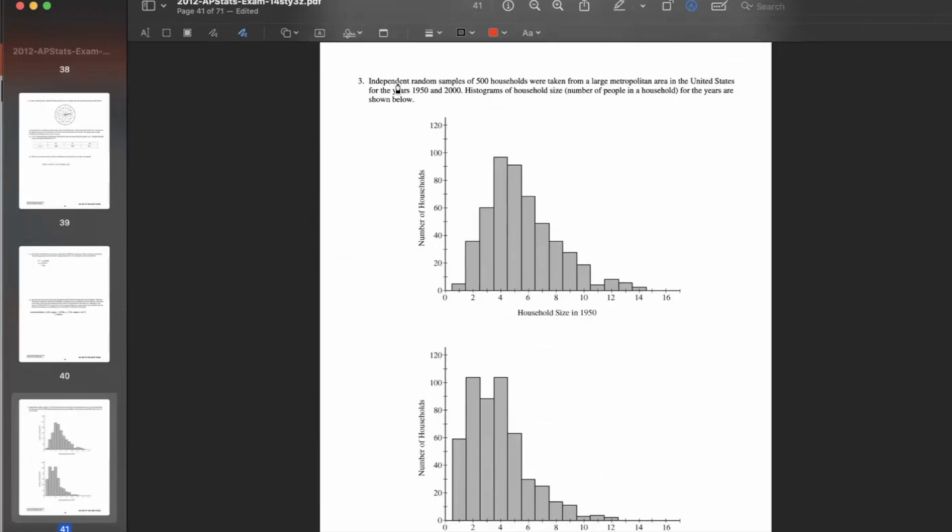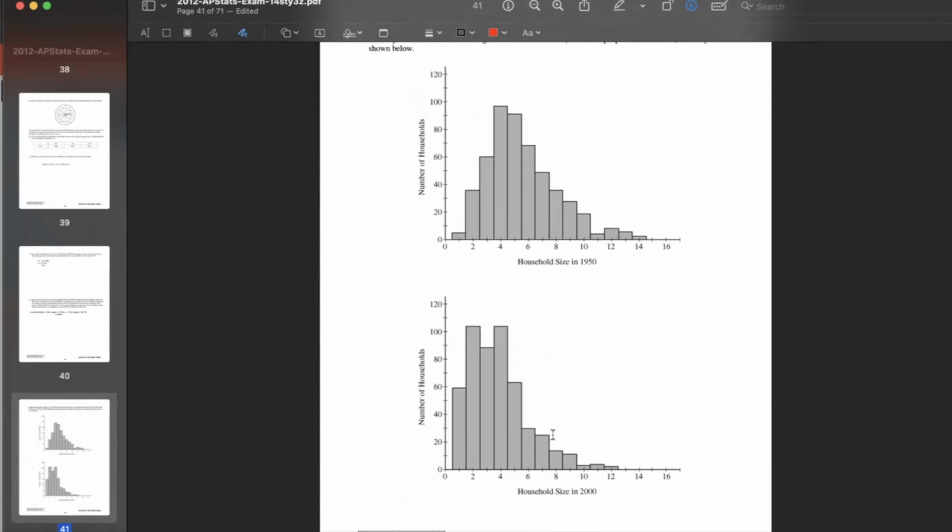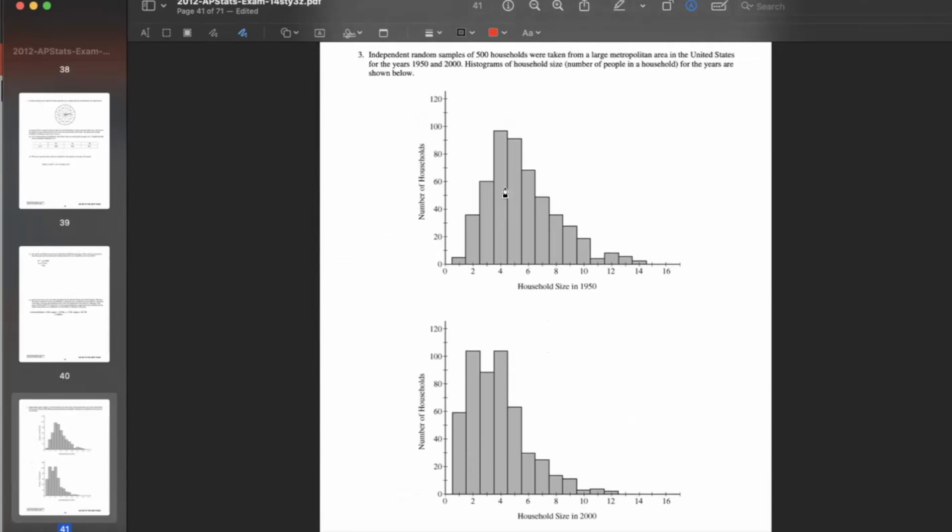All right, question number 3. So it gives you some histograms and tells you there are independent random samples of 500 households for 2 different years. So A, compare the distributions. So as I mentioned in my stat video, to get full credit, you must compare the center, shape, and variability, as well as provide context.